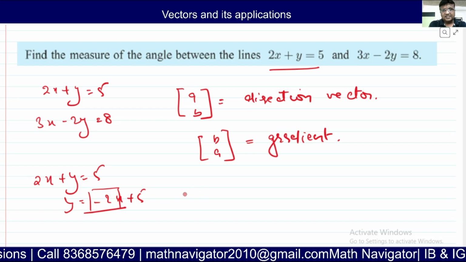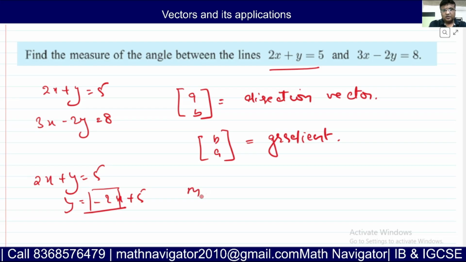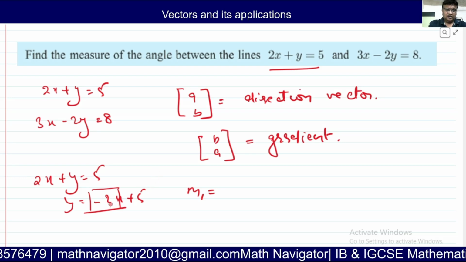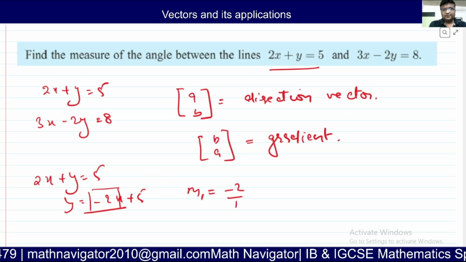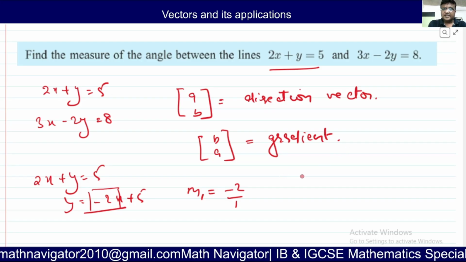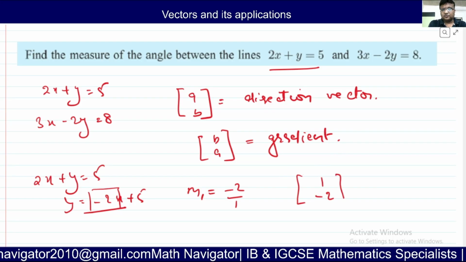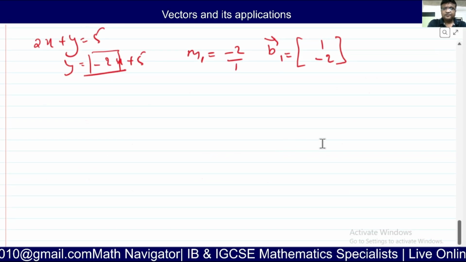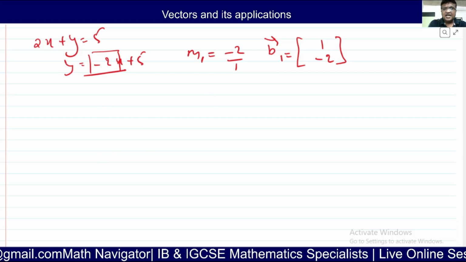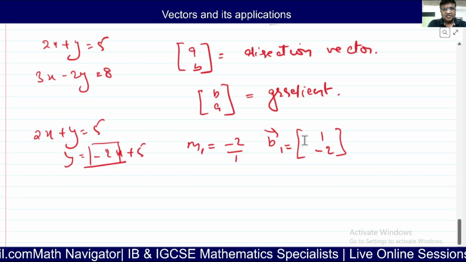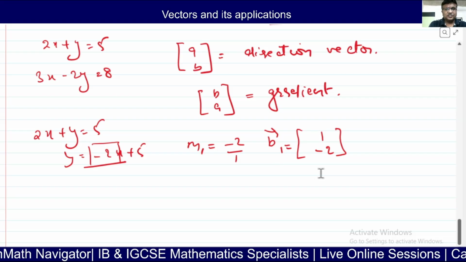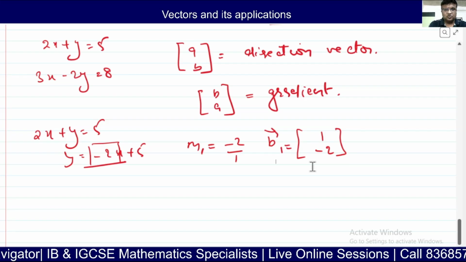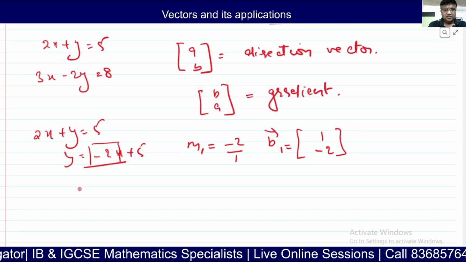So I can write m1 is equal to y over x, so minus 2 over 1. So my direction vector will become (1, -2). So this is my vector b1, which is the direction vector, right? And I have another line which is 3x minus 2y is equal to 8. So 3x minus 2y is equal to 8.